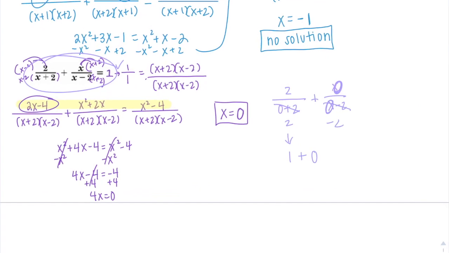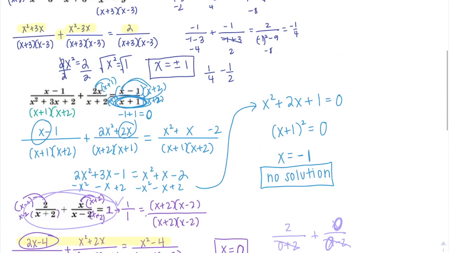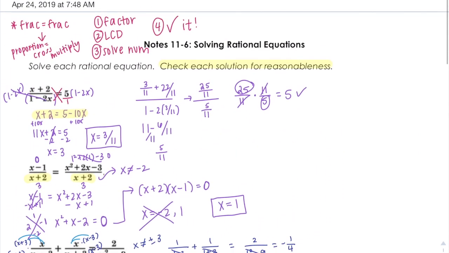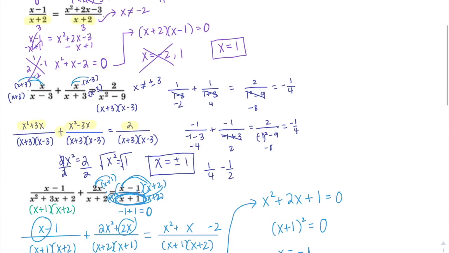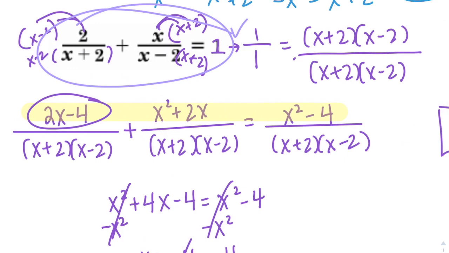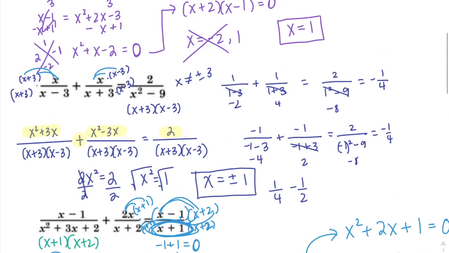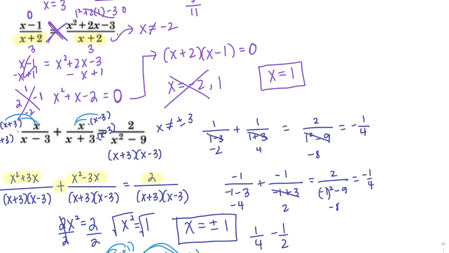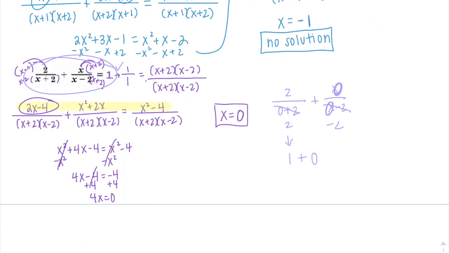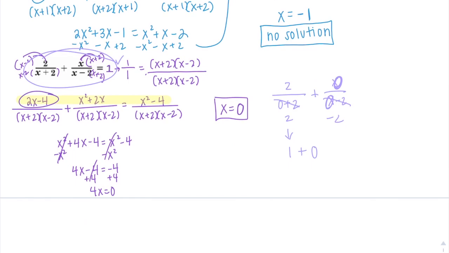So as you can see on some of these problems, we had no solution. Sometimes we had one solution. Sometimes we had two solutions. But it always starts out by factoring, find that common denominator, and once you have that common denominator, solve for your numerator. And life is a little bit nicer when you have proportions and you can just cross multiply, or if you already have the same denominator and you have to solve. And that's how you solve rational equations.